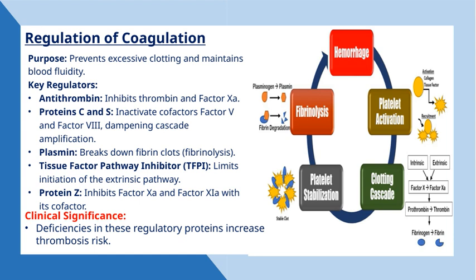Next, we have proteins C and S. These work together to inactivate cofactors, such as factor V and factor VIII. By doing so, they dampen the cascade amplification.